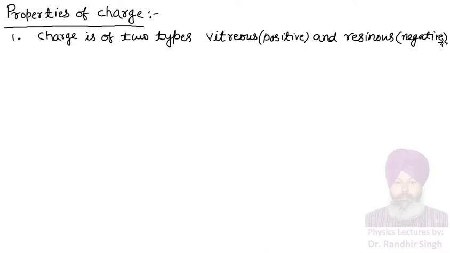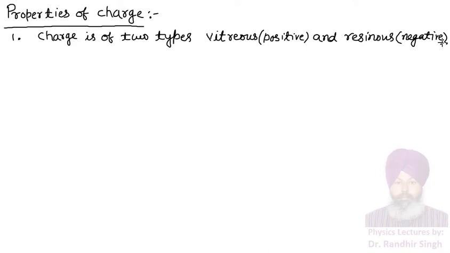So in this topic, the properties of charge, I have written the first property of the charge. You can see here that the charge is of two types. The first type of the charge is called vitreous. Classically, or in the older times, it was called vitreous, but nowadays this name has been replaced by a new name that is called positive, and resinous is now called negative.